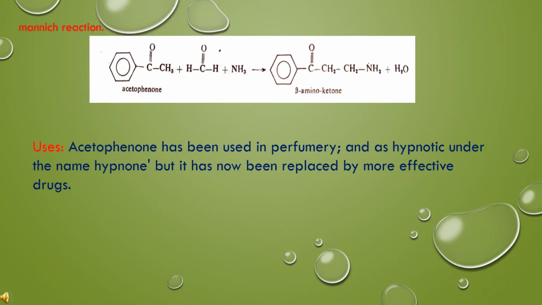Another reaction is the Mannich reaction. This is one of the properties of acetophenone. Acetophenone has an alpha hydrogen to the carbonyl group. This acetophenone is reacted with formaldehyde and ammonia and produces a beta amino ketone. The product is named a Mannich base. The overall reaction is called the Mannich reaction.